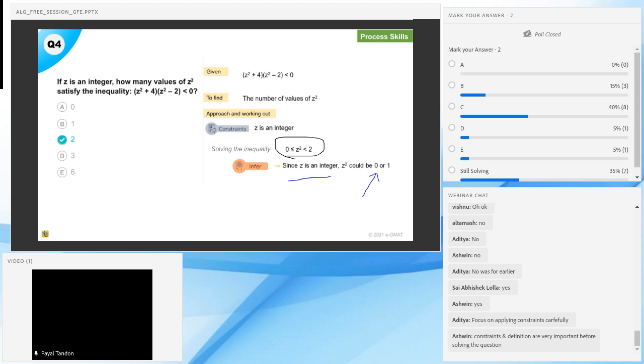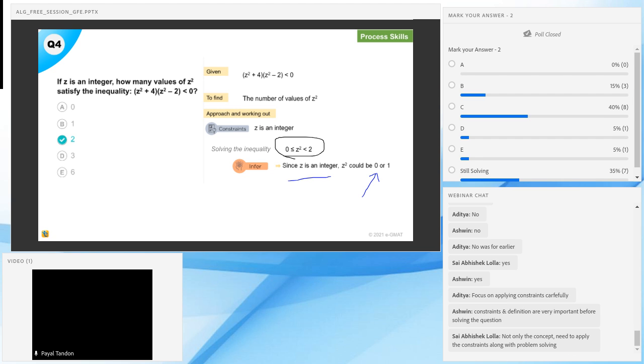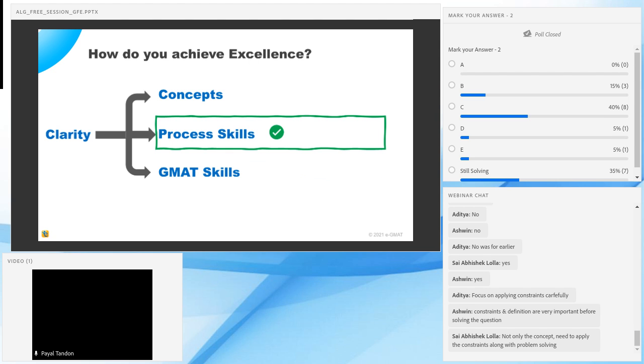All right, so now, okay, Ashwin is saying constraints and definition are very important before solving the question. Good, okay. Not only the concept, need to apply the constraints along with problem solving. Very good. All right. So let's go through this part here now.